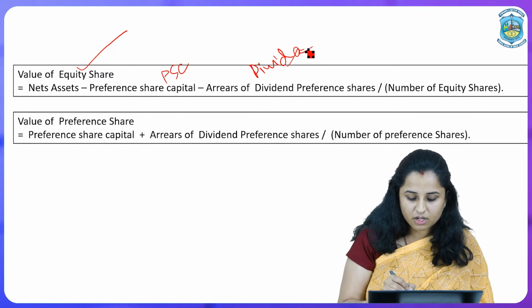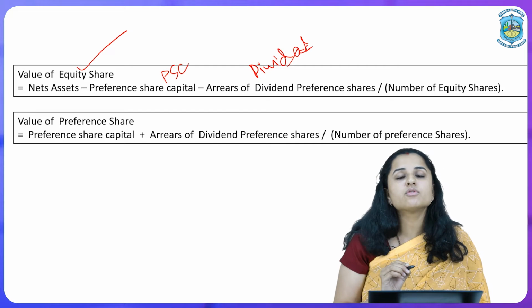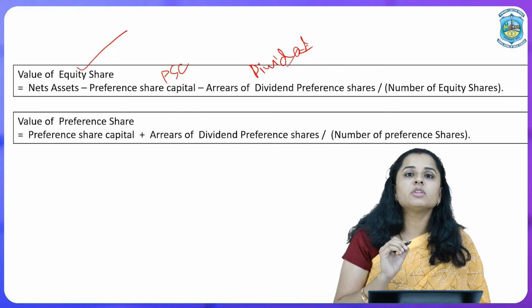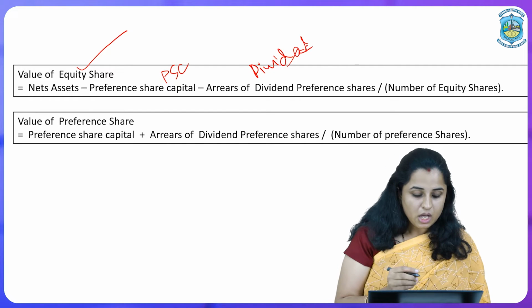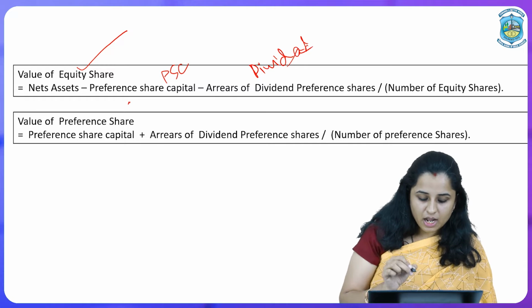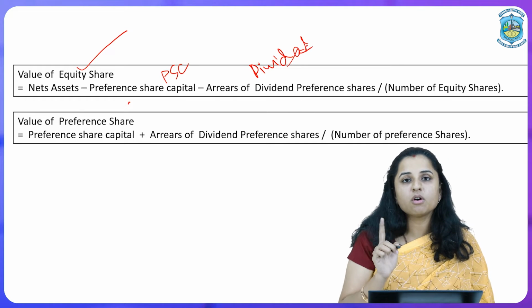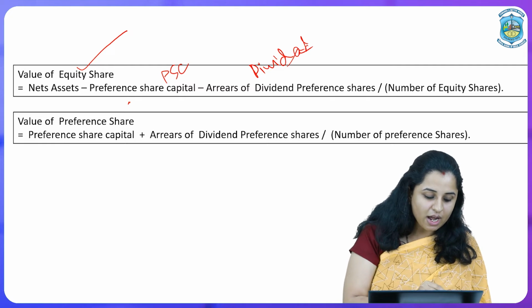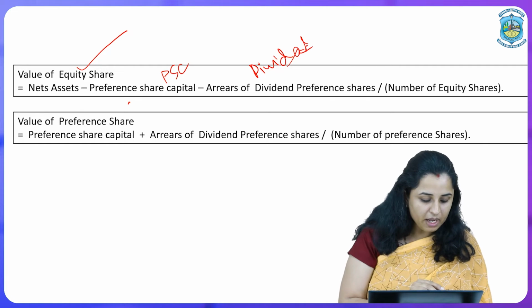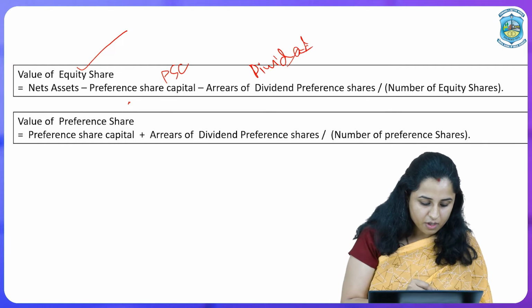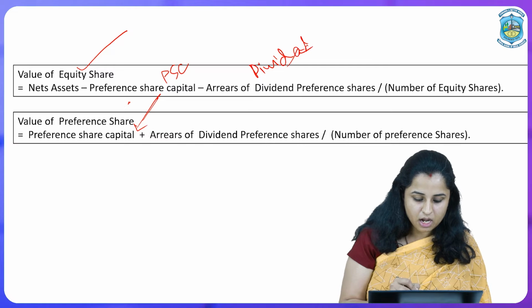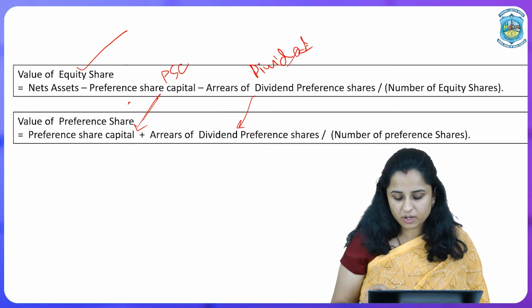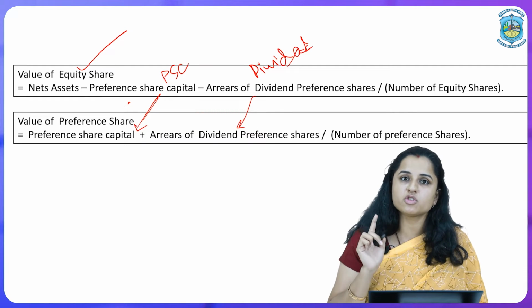So, once it is treated as external liability, what you are going to do? You will be subtracting both of them from the net assets. Now, children, this preference share capital and this dividend belongs to preference shareholders. So, while calculating the value of one preference share, the formula will be preference share capital plus this arrears of dividend divided by the number of preference shares.